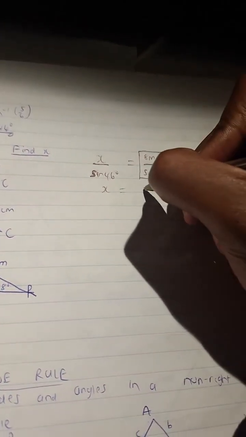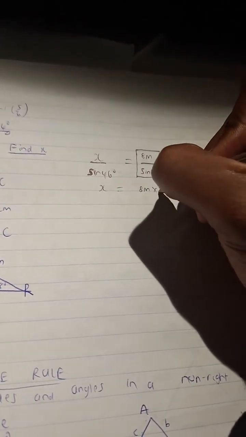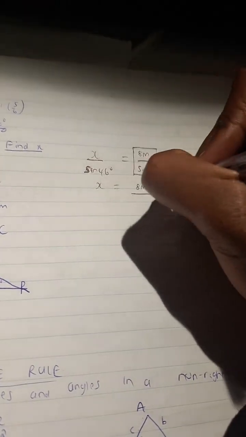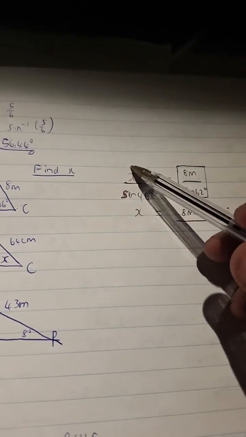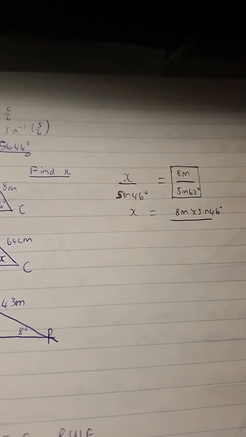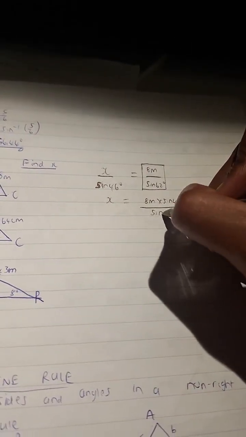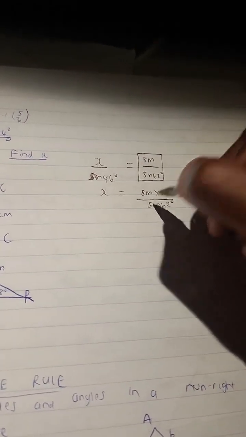Cross multiply. Guys, this cross multiplication is so straightforward. So that's why we insist on the unknown being at the top, at the left.